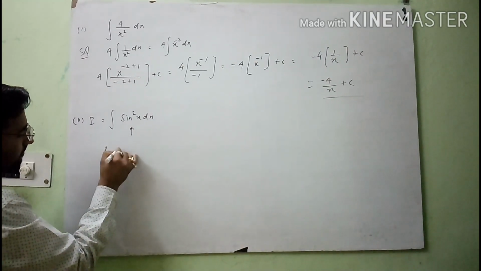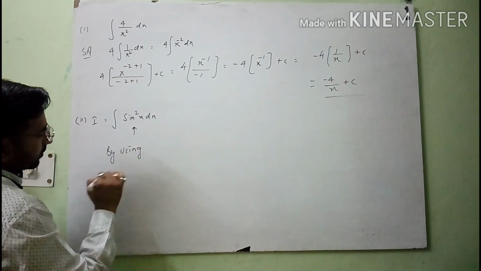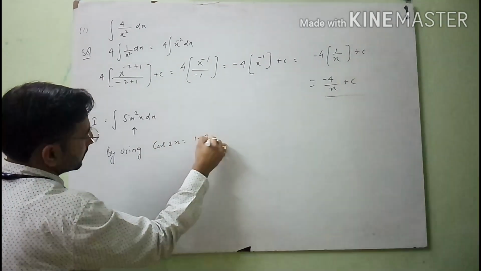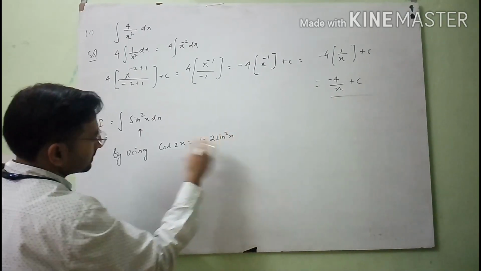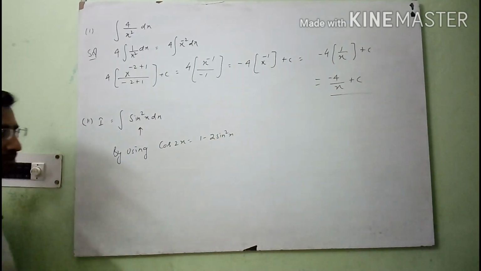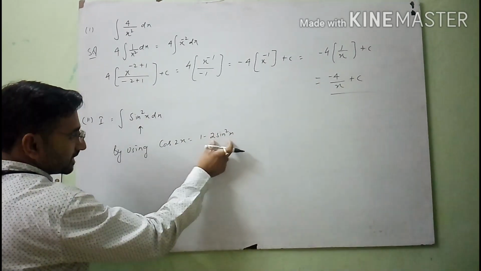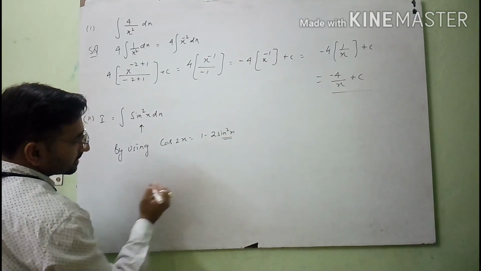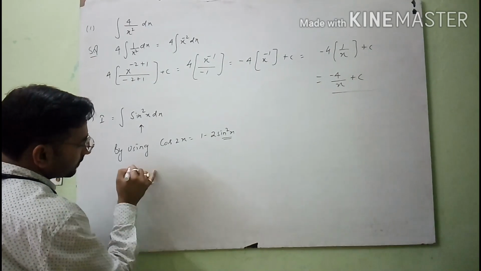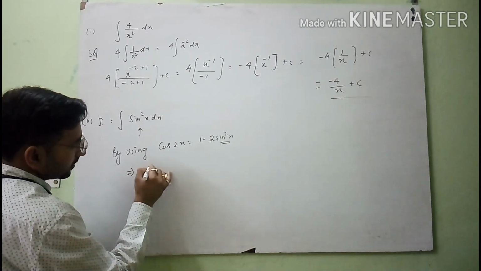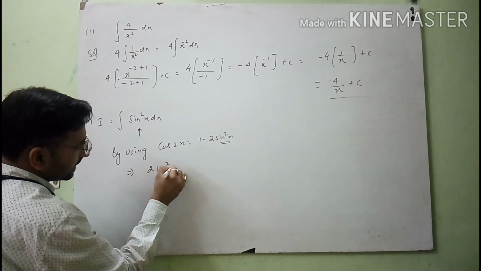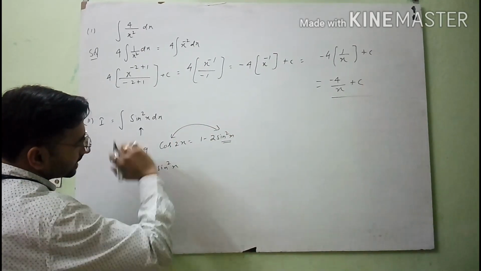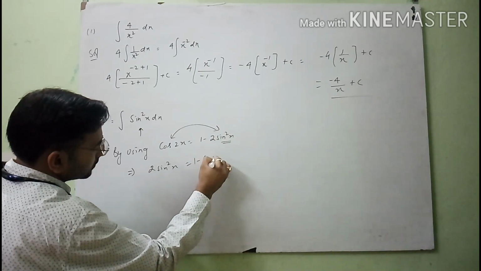So see here how we will convert this sin square x by using the cos 2 theta formula, means by using cos 2x is equal to 1 minus 2 sin square x. This is our previous trigonometric formula. So from this formula I will get the value of sin square x. So see what will be the value of sin square x from this formula. So here, by interchanging these, 2 sin square x is equal to 1 minus cos 2x.